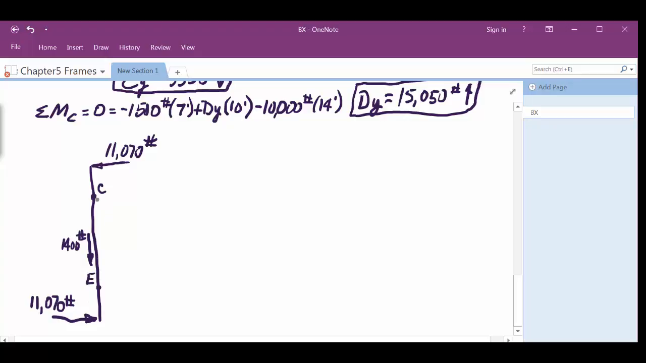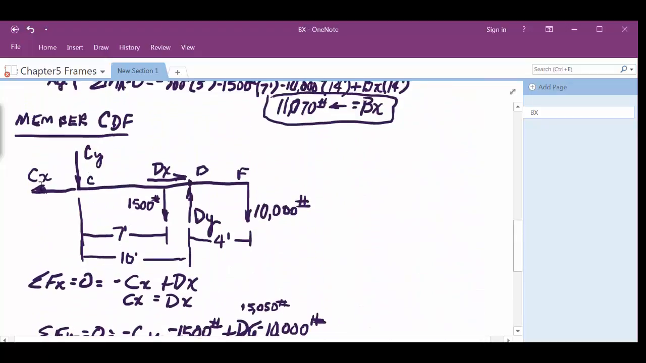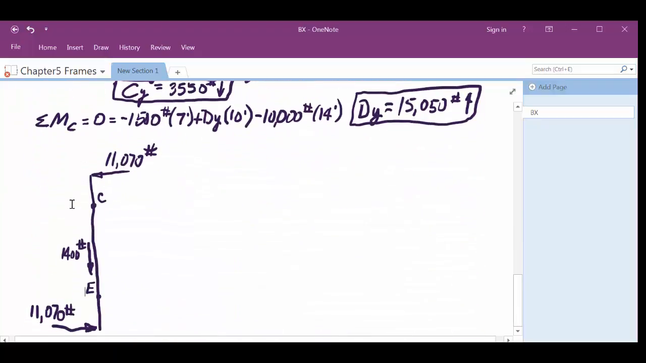Now, this is kind of where it gets a little confusing. When we're looking at this member CDF, CX is going to the left. Okay? So the post was pulling this way, right? So when we look at the post, that horizontal member's pulling back to the right, isn't it? Whoops, have to erase that. All we know about is it's CX, right?